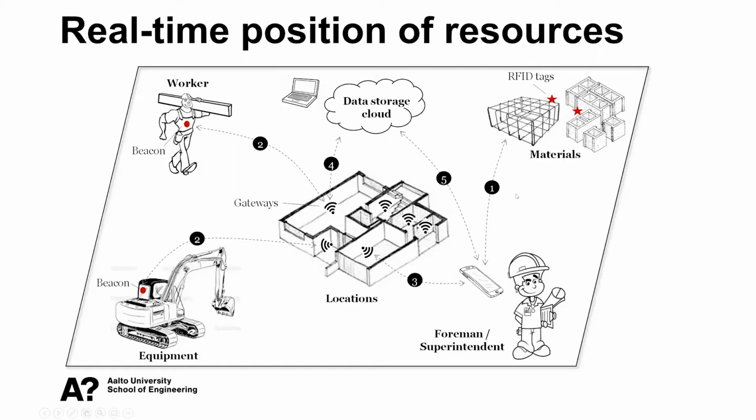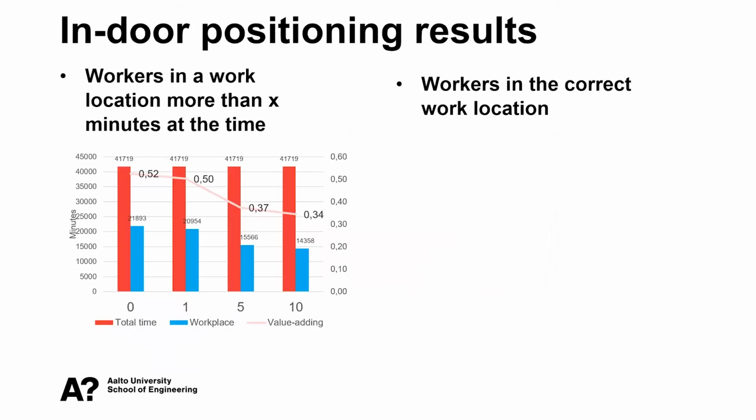One of the technologies that is quite important in this respect is real-time positioning of resources, where you have some kind of gateways in work locations, and then workers and materials are attached with beacons, and every foreman and superintendent or other people can see where people are. And this data can also be analyzed automatically, and you can see how much people are moving and how much they are staying in the work location, and are they in the right work location at all times.